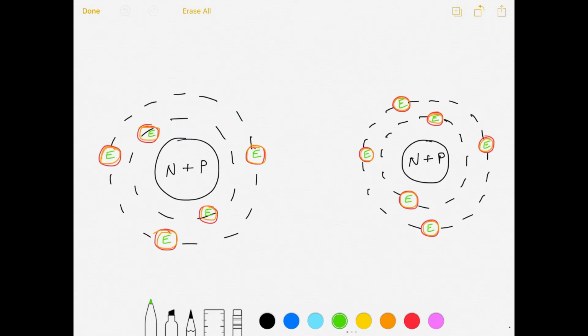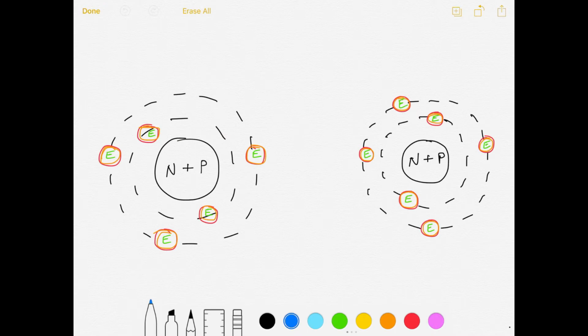Now, some atoms have more powerful pull than others. So, when we put two different materials in contact and one attracts electron more than the other, it's possible for an electron to be pulled from one of the materials to the other.